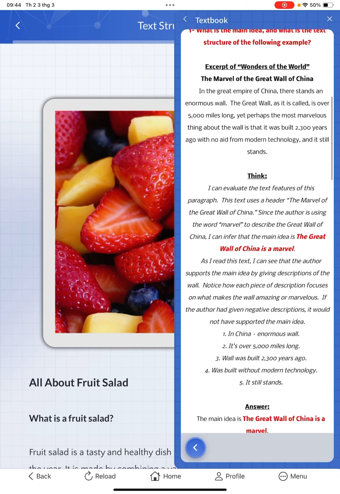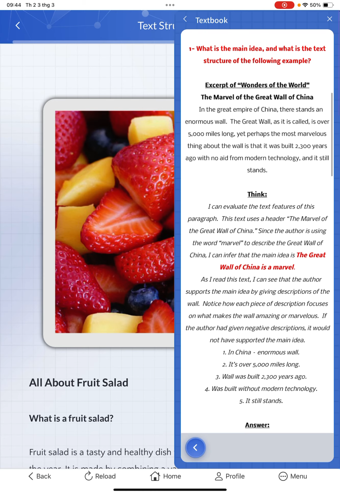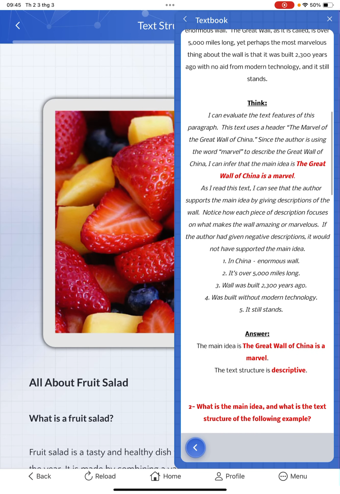And it is, because as I read this text, I can see how the author supports the main idea by giving descriptions of the wall. Notice how each piece of description focuses on what makes the wall amazing or marvelous. If the author had given negative descriptions, it would not have supported the main idea. Like in China, they have an enormous wall. It is over 5,000 miles long. The wall was built 2,300 years ago. It was built without modern technology, and it is still standing.